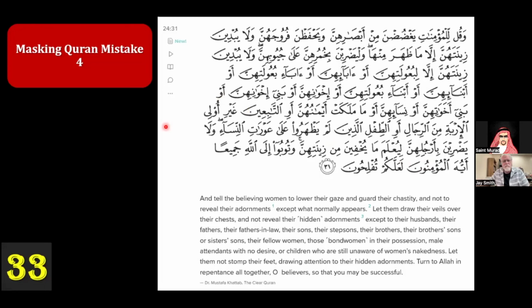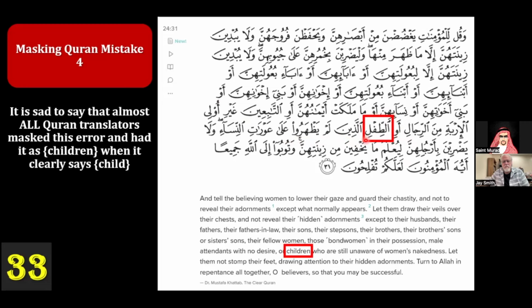And now we will move to masking Quranic error number 4. And we don't need to look at this whole verse. I just want to look at this one. And it says, أو التابعين غير أولي الإربة من الرجال أو الطفل الذين. In Arabic, this word is one child, and then the rest of the sentence is in plural. So this should be children, but the Arabic has it as child. Now, what will happen is that every single translation has it correct as children.